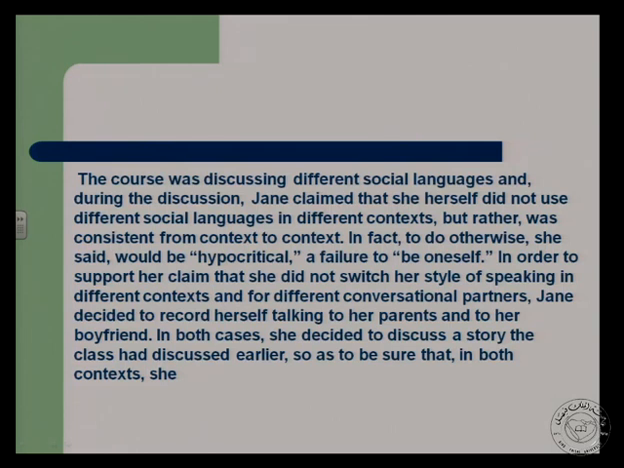In order to support her claim that she doesn't change the way she speaks, that she didn't switch her style in different contexts and for different conversational partners, speaking in the same way whoever she is talking to, Jane decided to record herself talking to her parents and to her boyfriend, in order to prove that she doesn't change her social language in any context, and that she is consistent in using the same language in every context.